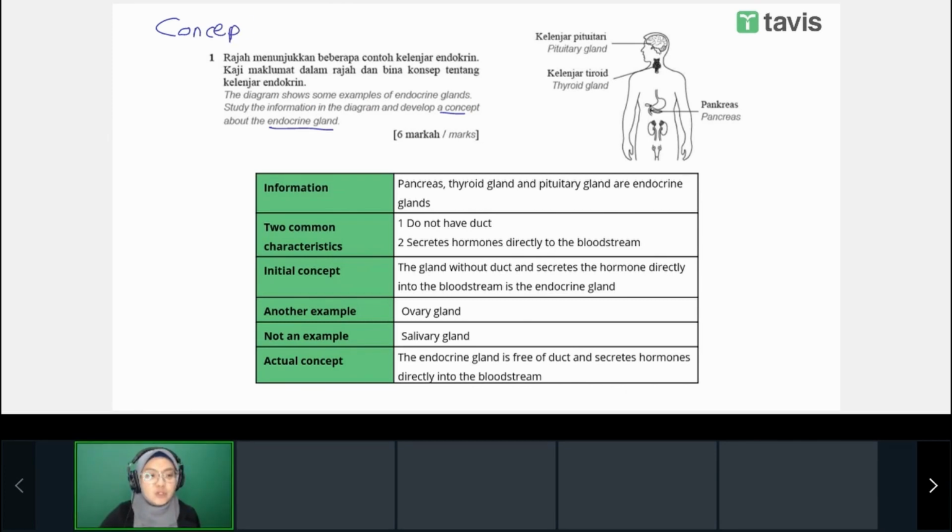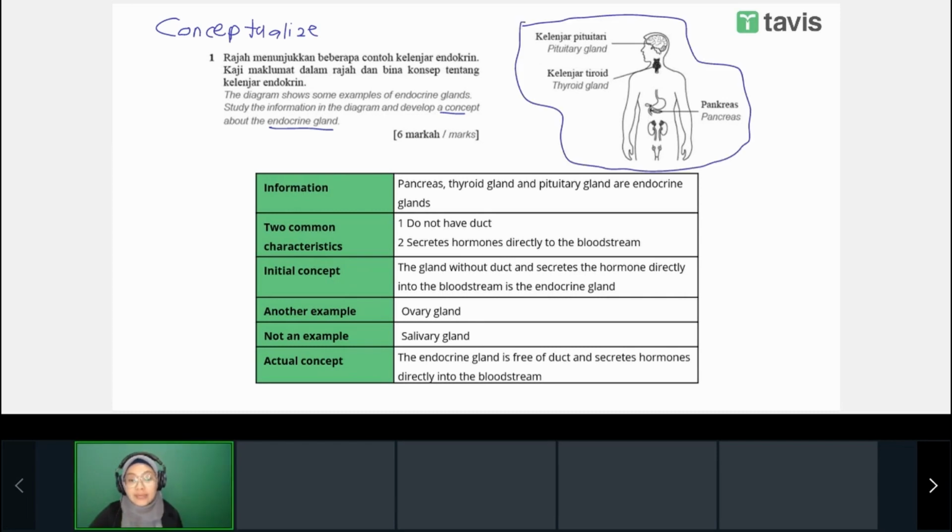Okay, what is a conceptualized question? Usually with this type of question, they already provide the information. The information is there, you just need to transform it and get the 6 marks. Very easy, this kind of question, yeah? Okay, what kind of information should you get?